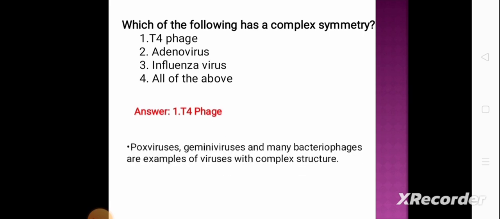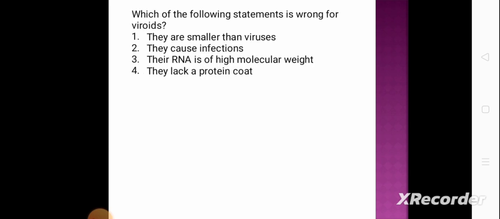Next question. Which of the following has a complex symmetry? Option 1 T4 phage. Option 2 adenovirus. Option 3 influenza virus. And option 4 all of the above. And the correct answer is option 1 T4 phage. Pox virus, Gemini viruses and many bacteriophages are examples of viruses with complex structure.